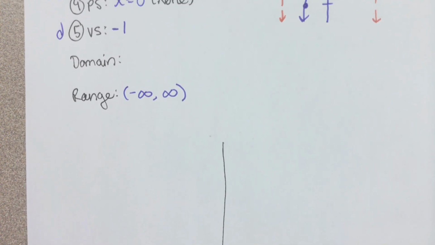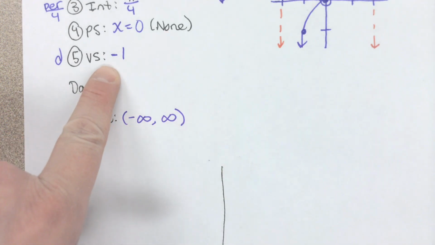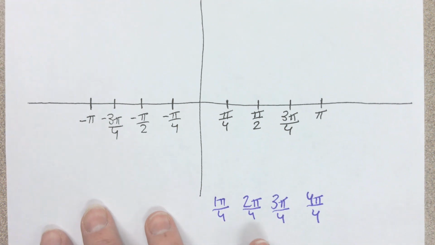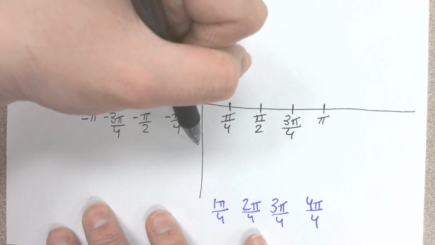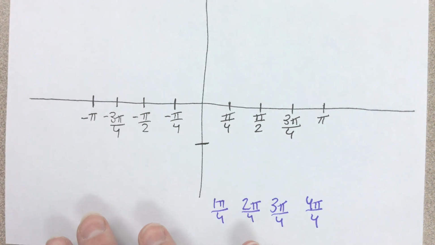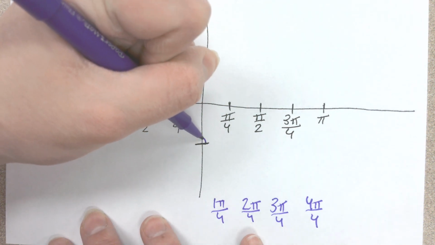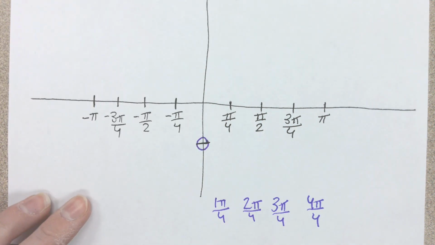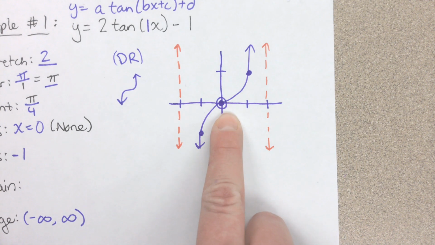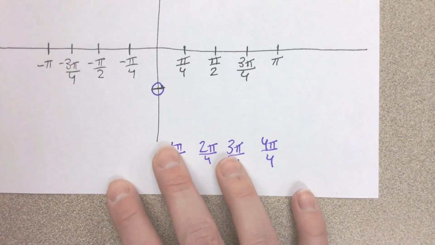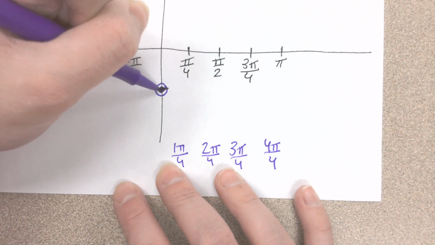Let's figure out where we need to start. Looking at our shifts, we have no phase shift. We have a vertical shift of -1. So we'll put our starting point at -1. And I'm going to exaggerate this space a little bit just so I don't run into those numbers too much. So this is going to be down 1. From here, we'll start our graph. So again, the starting point is the center of the curve. So we'll start there.